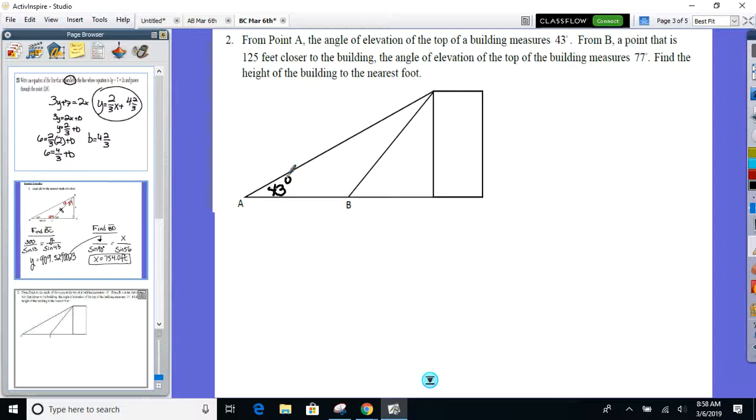From point B, that is 125 feet closer to the building. Where are we throwing that 125? Segment AB is 125 feet. The angle of elevation is 77. So from point B, going up with the horizontal, looking up, 77 degrees. Find the height of the building. I know this is very similar to the last one. Yes, and the building is perpendicular to the ground, if you're wondering.